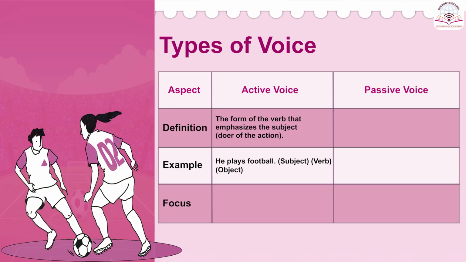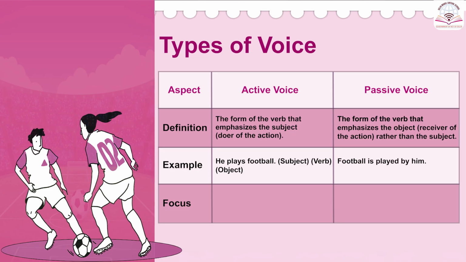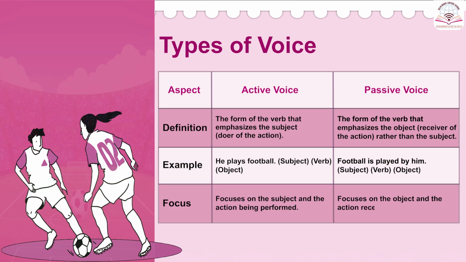Now, talking about passive voice, that form of the verb that emphasizes the object, that is the receiver of the action rather than the subject. For example, football is played by him. In this sentence, the subject is football, which is not the doer of the verb play. This form of voice focuses on the object and the action received. Notice how in the active voice the focus is on who is doing the action, while in the passive voice the focus shifts to what is happening to the object.